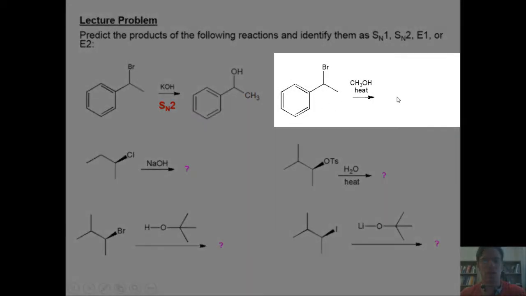This molecule over here, when treated under these conditions, will undergo an SN1 reaction to give the product shown here.